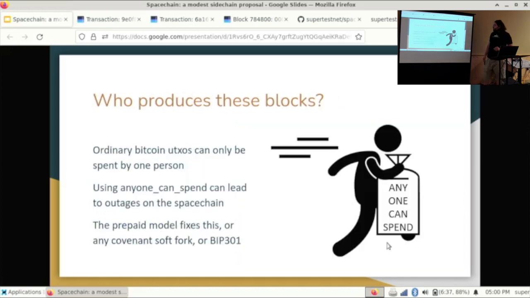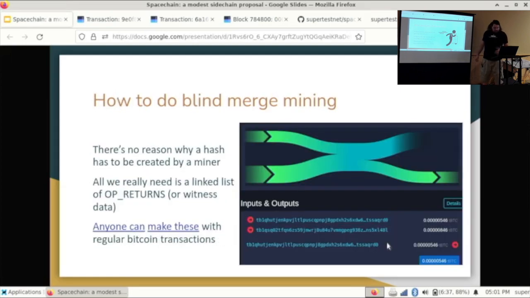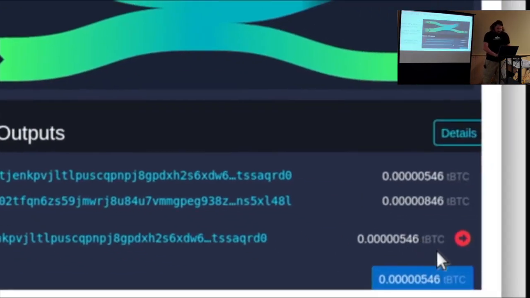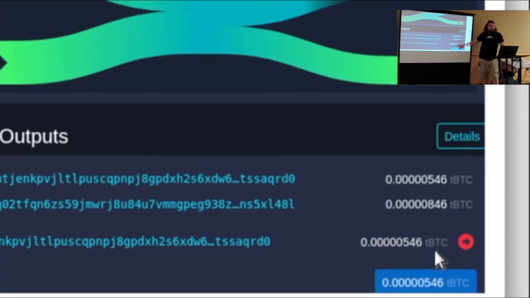However, there is a problem with that, which is that anyone can spend that money. So I've got a little graphic here of a thief who decided, there's some sats in that address, it's got no private key, I'm just going to run off with it, right? What's stopping this guy from killing the sidechain? It's not a significant problem for blind merge mining, because first of all, the output in here, if you see, it's only 546 satoshis. It's not like the thief is getting anything by doing that.